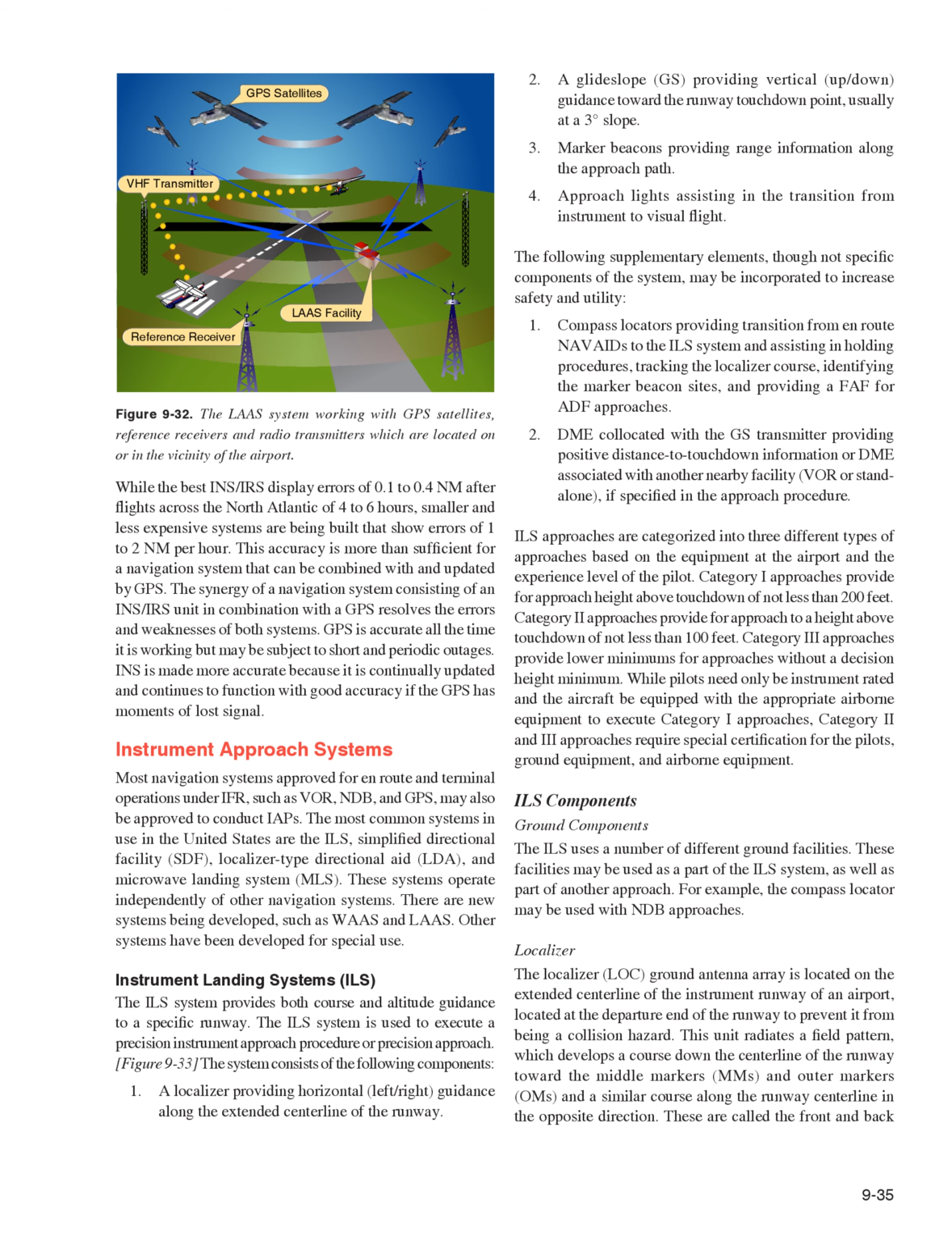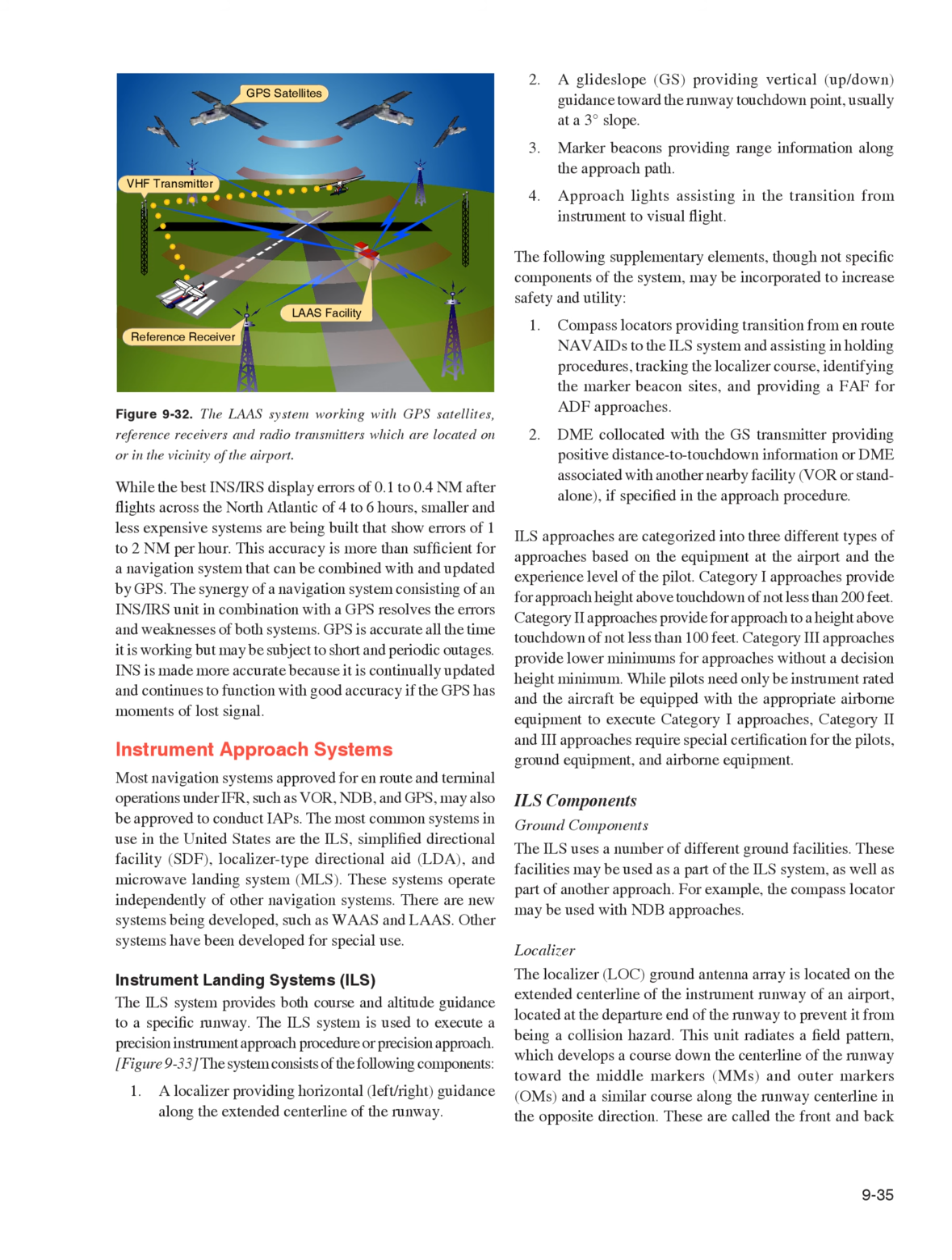The most common systems in use in the United States are the ILS, Simplified Directional Facility (SDF), Localizer Type Directional Aid (LDA), and Microwave Landing System (MLS). These systems operate independently of other navigation systems. There are new systems being developed, such as WAAS and LAAS. Other systems have been developed for special use.